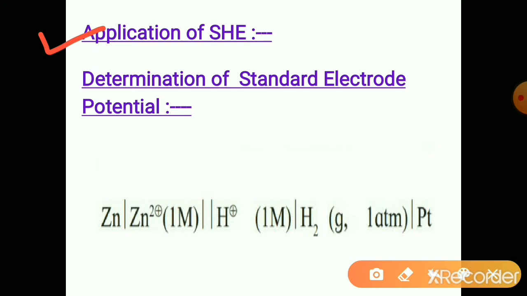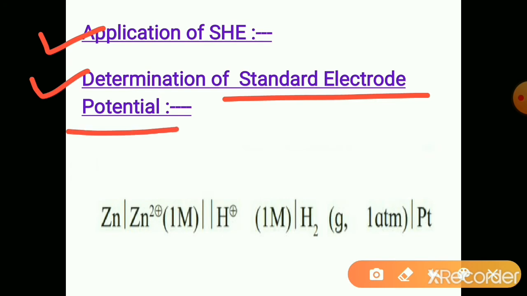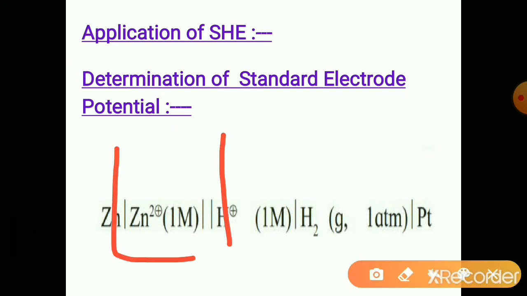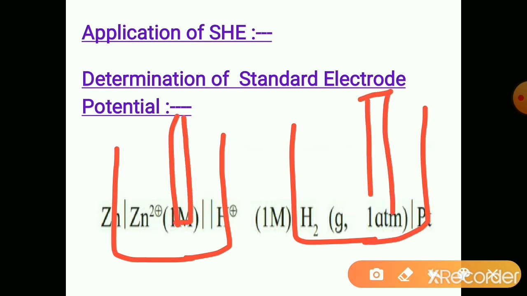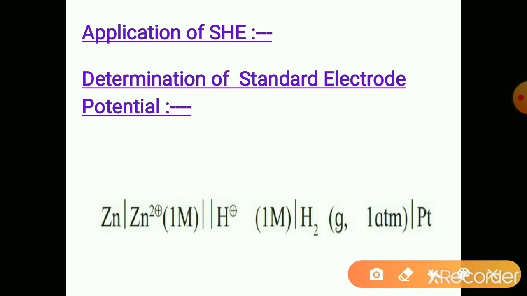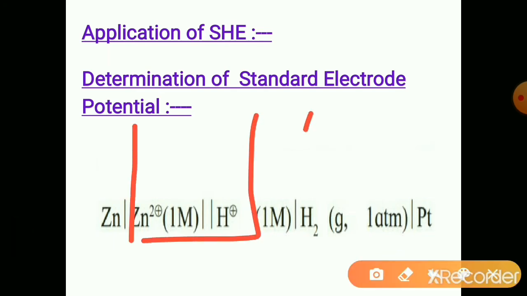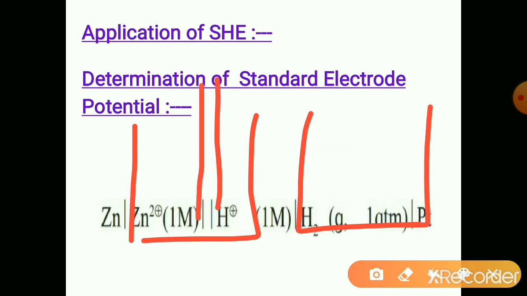Application of SHE: SHE is used in the determination of standard electrode potential. We know that in a galvanic cell there will be 2 half cells. 2 half cells are needed. We cannot make a cell with only 1 electrode, hence we cannot determine the potential of a single electrode. For that we need to connect the other half, that is the necessity. The other half is required. Oxidation should be followed by reduction here.